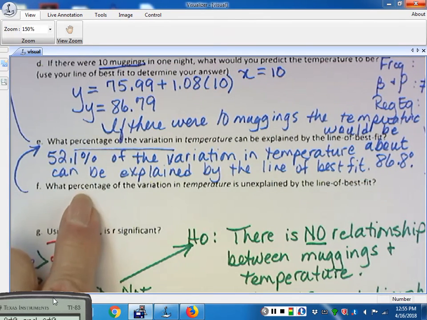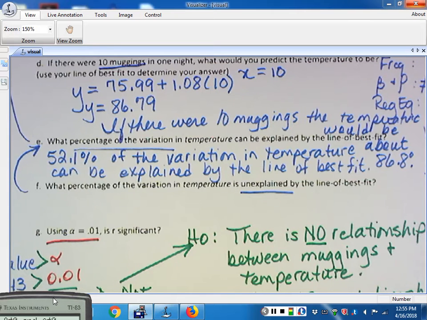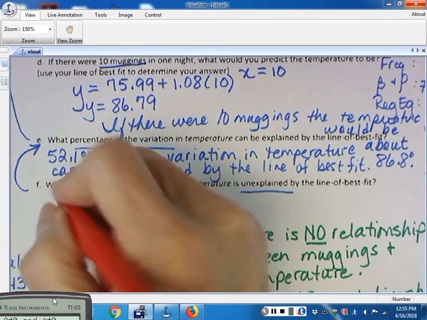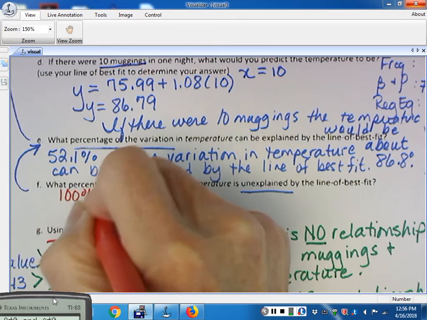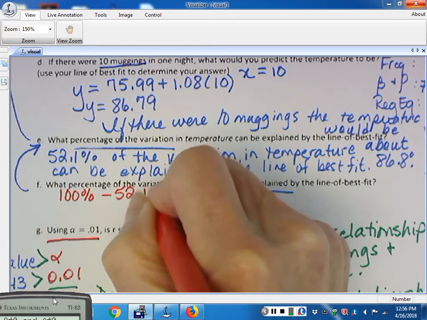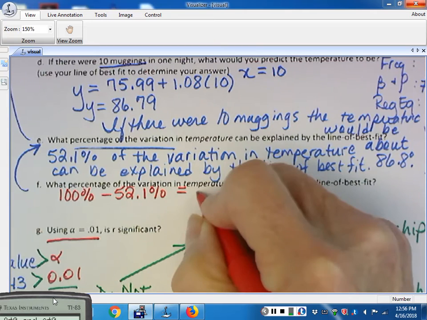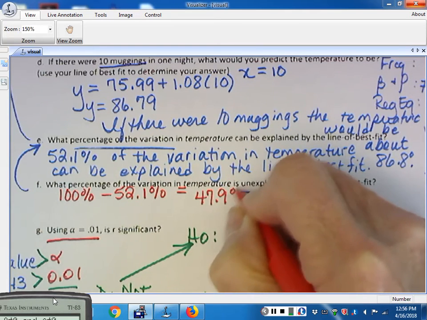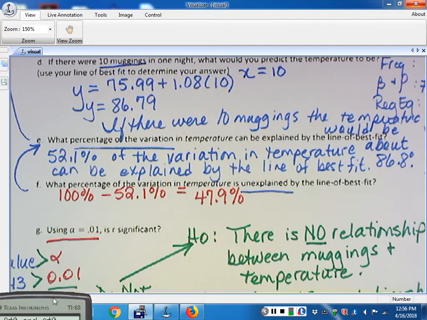What percentage of the variation in temperature is unexplained? Well, if 52.1% is explained, then 47.9% of the variation in temperature is not explained by the line of best fit. Now what that means in practical purposes is that 47.9% of the variation in temperature isn't explained by the number of muggings that took place.